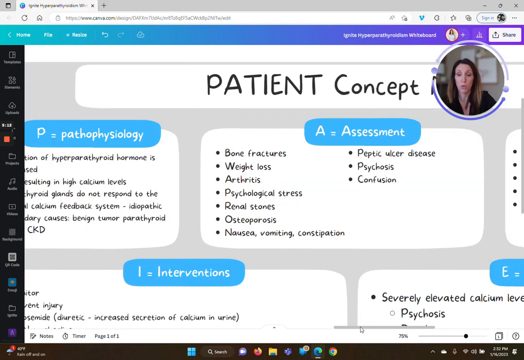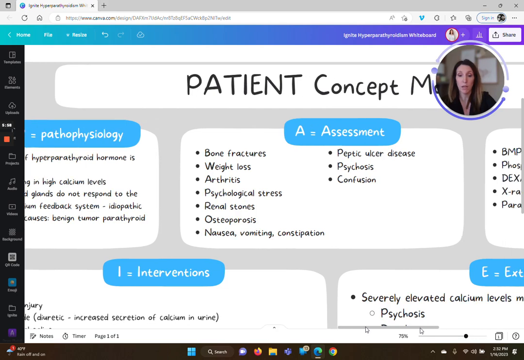Now we'll go up here to assessment, A for assessment. And all of this is just exactly what we just discussed, the symptoms of hypercalcemia. Bone fractures, weight loss, psychological stress, renal stones, osteoporosis because of our decreased bone density, nausea, vomiting, and constipation. And then peptic ulcer disease, which is gastric ulcers. I'm sure you've heard of those. Psychosis and confusion. So bones, stones, abdominal groans, and psychiatric overtones, the symptoms of hypercalcemia.